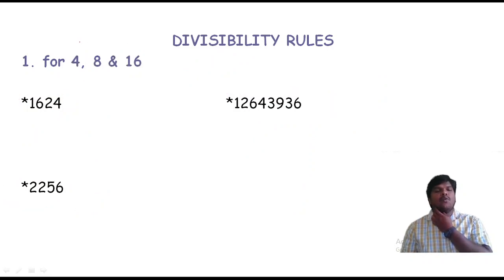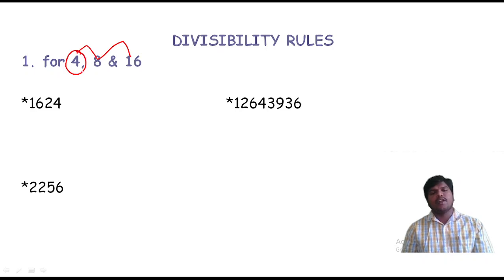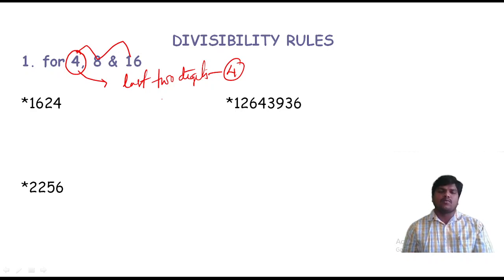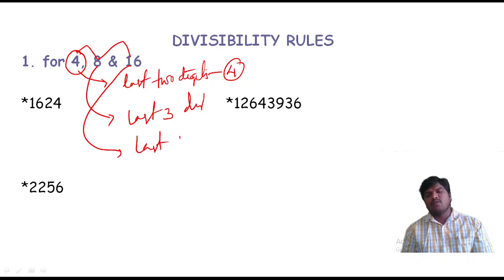Let us check 4, 8 and 16. These are similar rules for 4, 8 and 16. If it is for 4, any number has to be divisible by 4, meaning the last two digits are divisible by 4, then the whole number is divisible by 4. And for 8, the last 3 digits, and for 16, the last 4 digits.